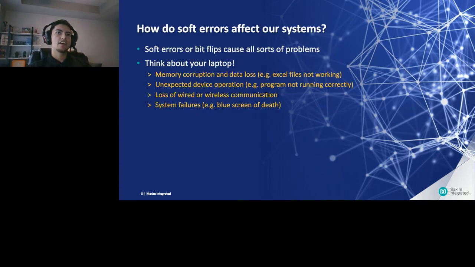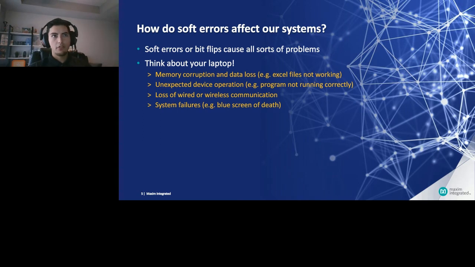Now, looking at a higher level, what are these bit flips really doing to our devices? Let's think about your laptop. You have memory corruption within your laptop. Excel files not working all of a sudden. You haven't used them for, let's say, a year, and all of a sudden you try to open them and they're not working. This could potentially be an issue with bit flips happening because of this phenomenon.